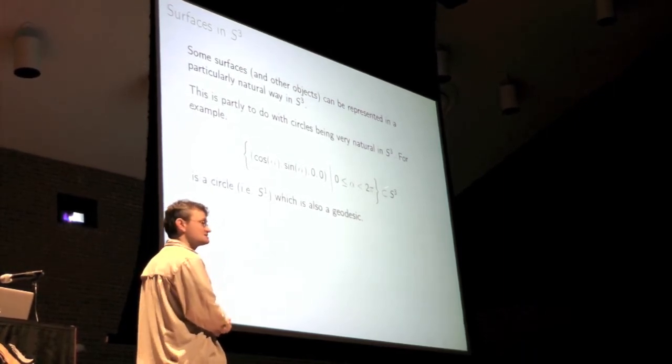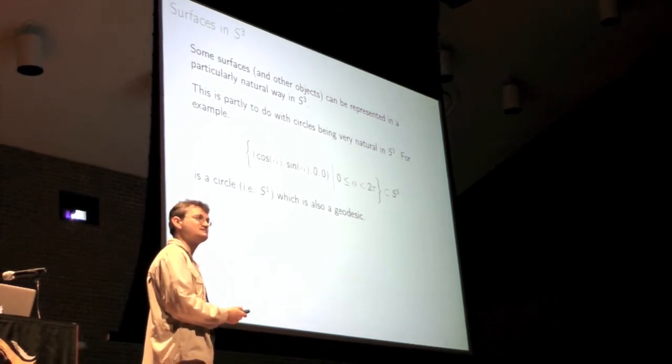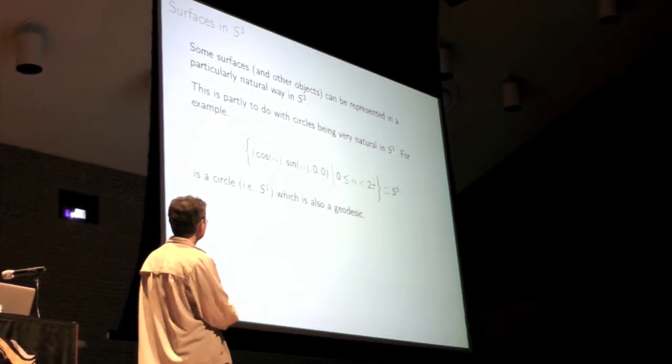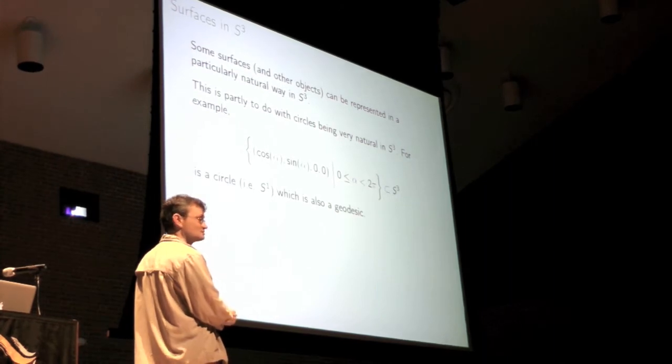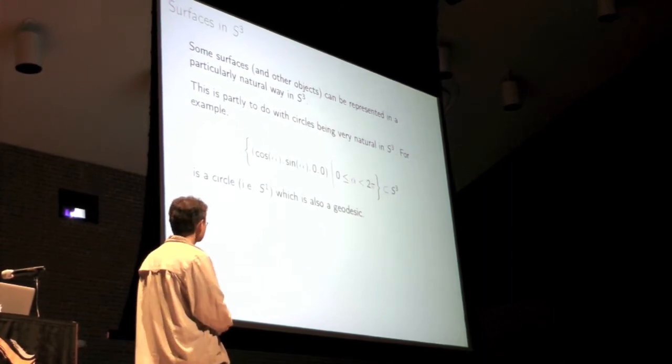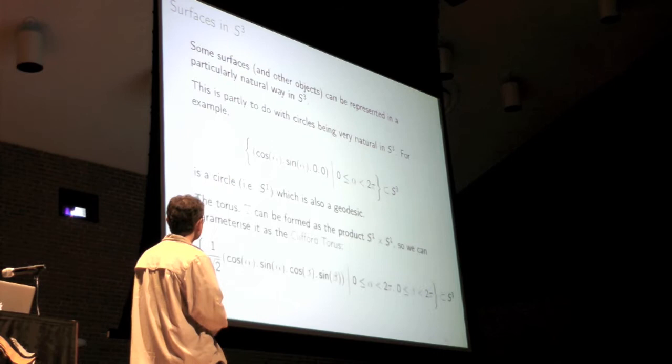How do you check that this is in S3? You just check that the distance from the origin is 1. So cosine squared plus sine squared plus 0 squared plus 0 squared is 1, so it's lying on the 3-dimensional sphere. This is also a geodesic.